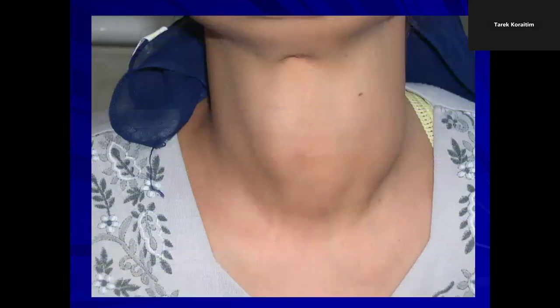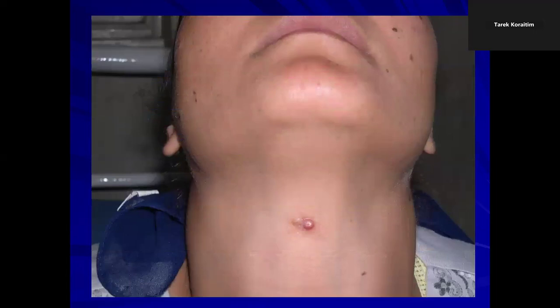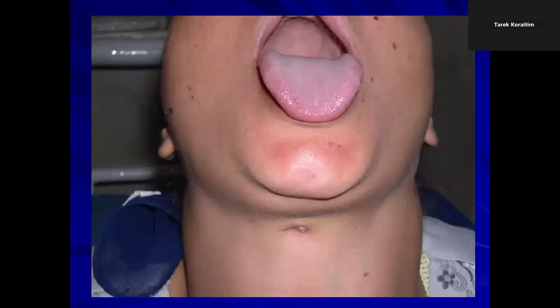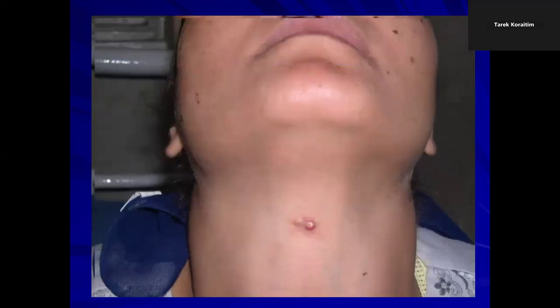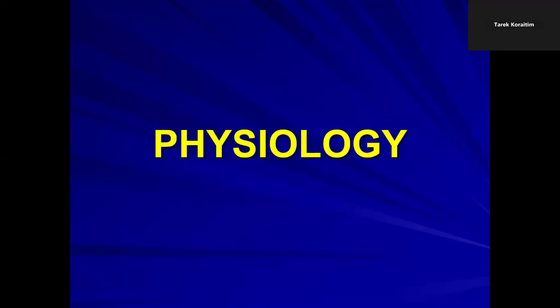This is a picture for a patient having both goiter and thyroglossal duct fistula. This is the photo of the fistula, and it moves upwards with tongue protrusion and downwards with tongue back into the mouth. And as you can see, this patient is an adult, not a baby.